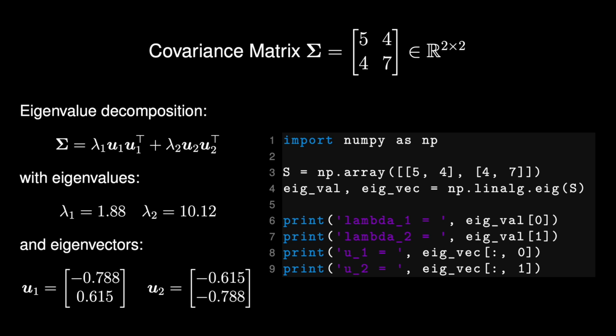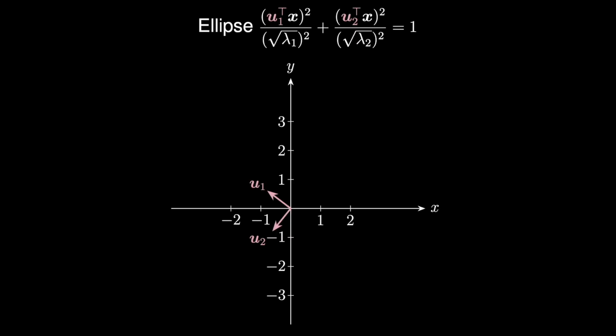It's easy to compute with NumPy. We pass a covariance matrix to NumPy's eigenvalue decomposition and get back both eigenvalues and eigenvectors in just a few lines. Here we plot the ellipse alongside the eigenvectors u1 and u2. The two perpendicular directions define the natural coordinate system of the distribution. Scaling each eigenvector by the square root of its eigenvalue gives the actual semi-axis of the ellipse. The larger eigenvalue, lambda 2, stretches the ellipse further along u2.